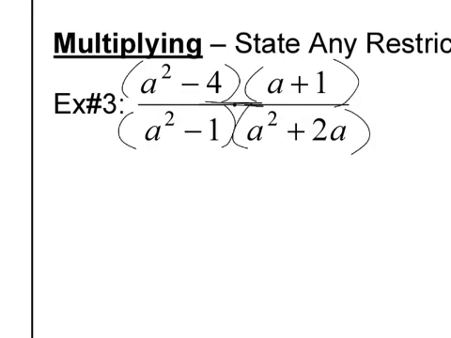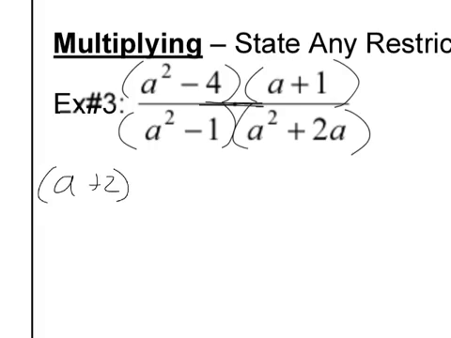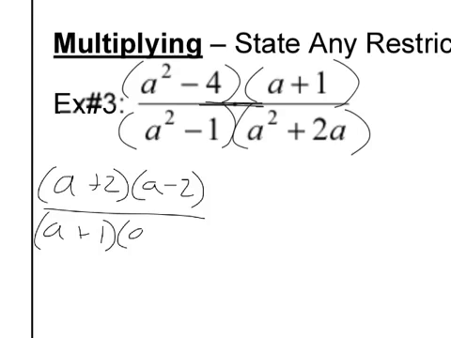But in order to make your life easier, see if you can factor these things, because things will start to cancel. So here I got a difference of squares. That's going to be, not plus 4 actually, it'd be a plus 2 times a minus 2. And on bottom it would be a plus 1 times a minus 1. And then now on top, if I just extend this line, I have an a plus 1 up here.